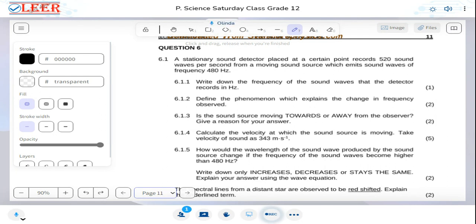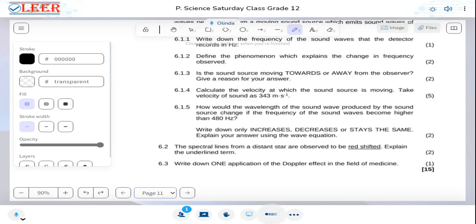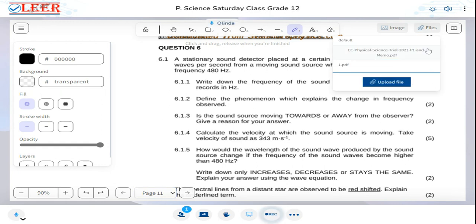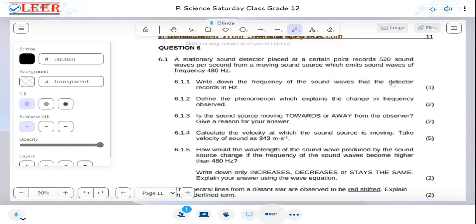Okay, we're going to quickly go through question 6. If we have time, we're going to do another question of electric circuits. Or I'm not sure. I'm now thinking maybe I should go through electric circuits again, so go through another question paper so that you guys can have more.